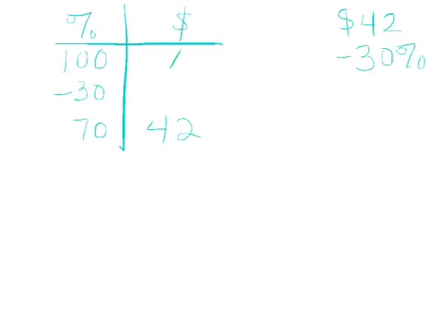Now, we don't know the original price of the dress. Actually, that's the question. And we also don't know the discount. If we knew the discount, our problem would be easy because we could just add 42 and the discount, and we would get the original price of the dress. But we don't know that. What we do have is ratios. We know that 100 over 70 is going to have the same relationship as x over 42 because x is 100% of the price of the dress and 42 is 70% of the price of the dress.